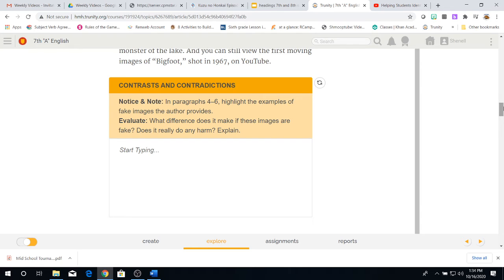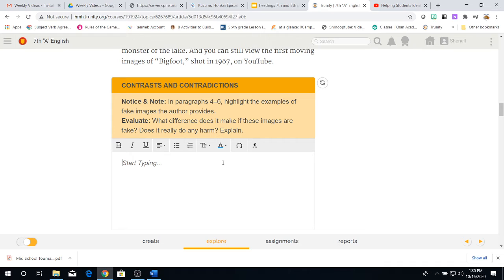Then you'll come to contrasts and contradictions. Notice and note, in paragraph 4 and 6, highlight the examples of fake images the author provides. Once you've highlighted that in your textbook, you come back to the online platform and you go to where it says evaluate and answer the following questions.